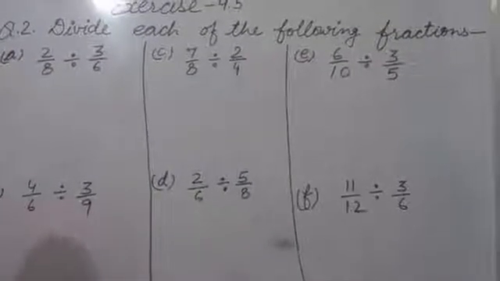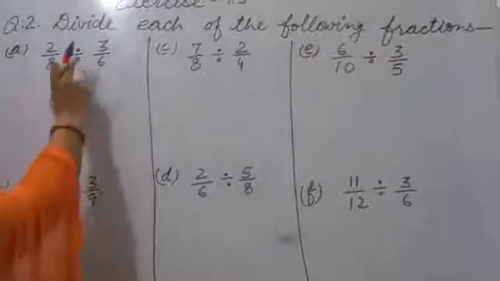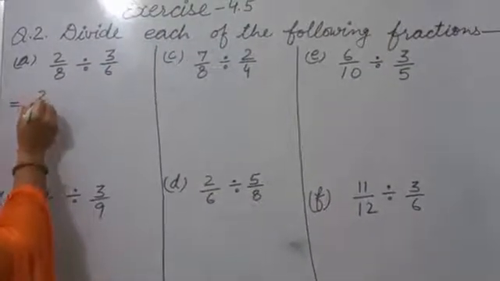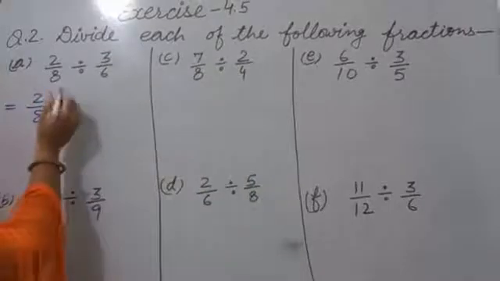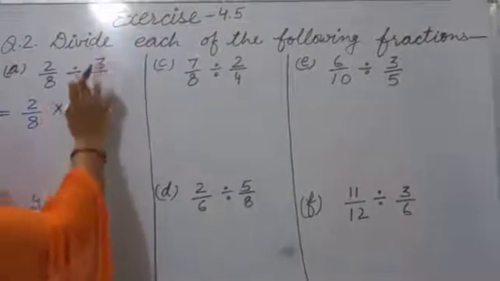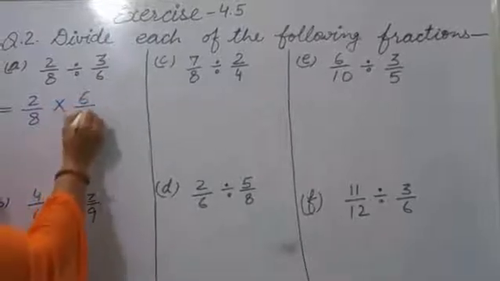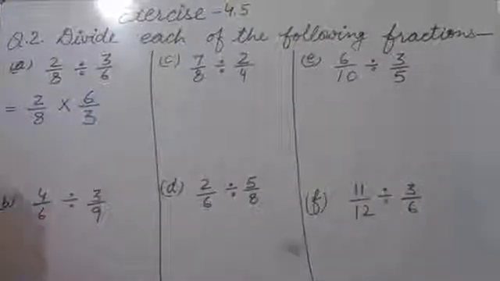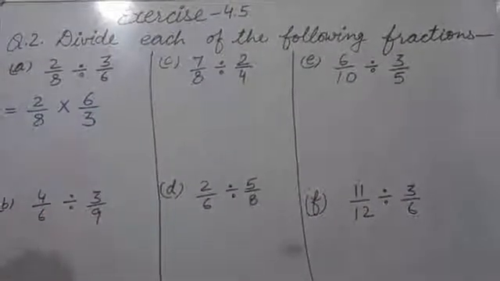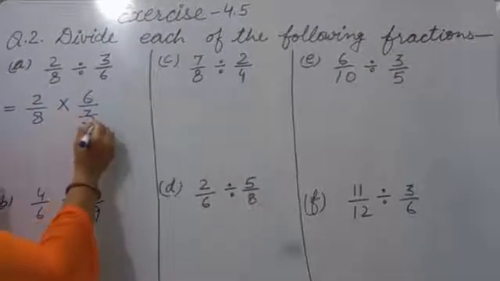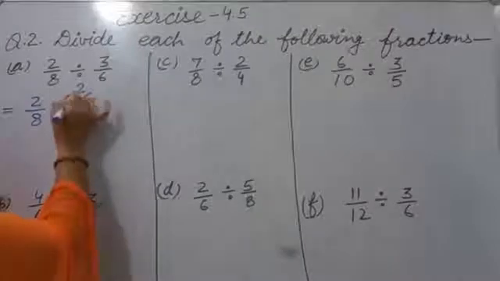Okay, so now A part, 2 upon 8 divided by 3 upon 6. So first of all 2 upon 8 as it is. Now divide will change into multiply and reciprocal of the second fraction. So 3 upon 6 becomes 6 upon 3. Now we will see that in the 3 table we have 6. So we can cancel them. 3 ones are 3 and 3 twos are 6.